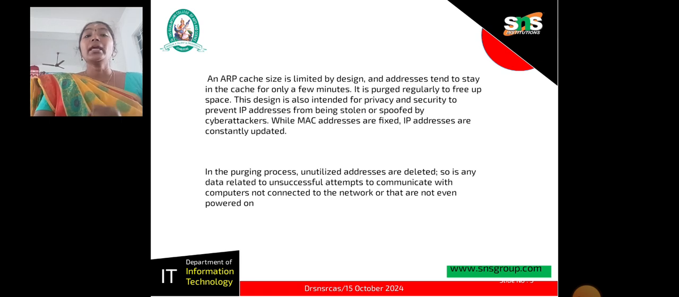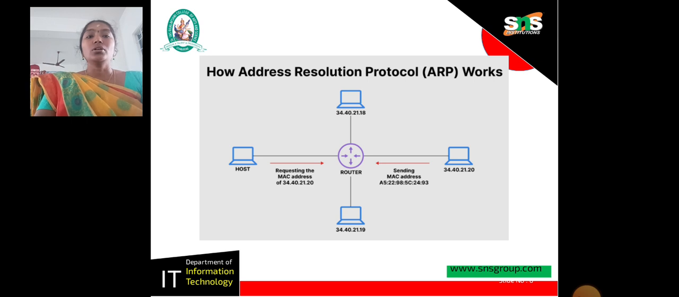It may delete entries related to unsuccessful attempts to communicate with computers not connected to the network or not even powered on. So this is the process by which ARP works. The host sends the request to the routers, and at the same time another MAC address is sent from the opposite side, and the replies are delivered to each one properly.